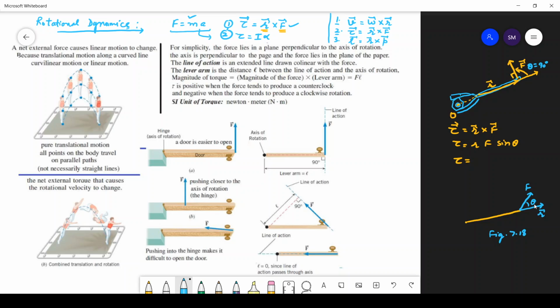Now this angle is theta. So now I need RF sine theta. So sine theta can be taken along with R or along with F. If you are taking it along with, suppose, R, so if you draw, I want to show you the figure that is drawn in your book.